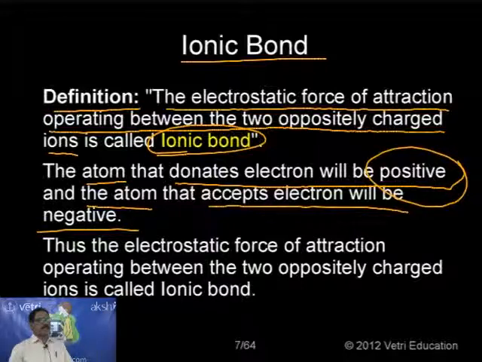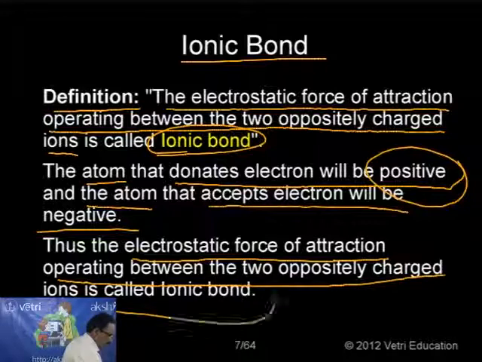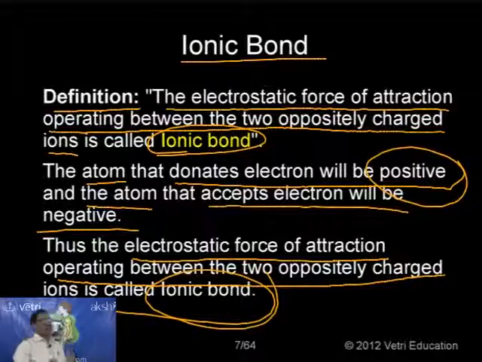This is the interesting information. So there are two ions, a positive ion and a negative ion, and the electrostatic force operating between these two ions is what we call ionic bonding, or electrovalent bonding. Thus, the electrostatic force of attraction operating between two oppositely charged ions is called an ionic bond. This is the definition of an ionic bond.